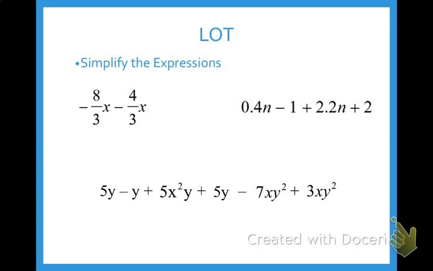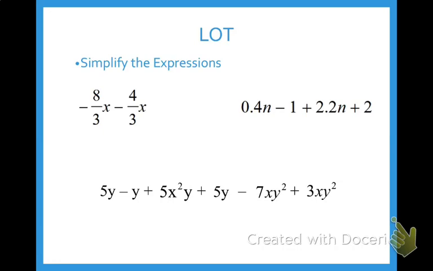Alright, welcome back. Let's check our answers here for the LOT. What I see in this LOT is what we did yesterday in class. It looks like it is combining like terms. I see in the first question negative 8 over 3x minus 4 over 3x.